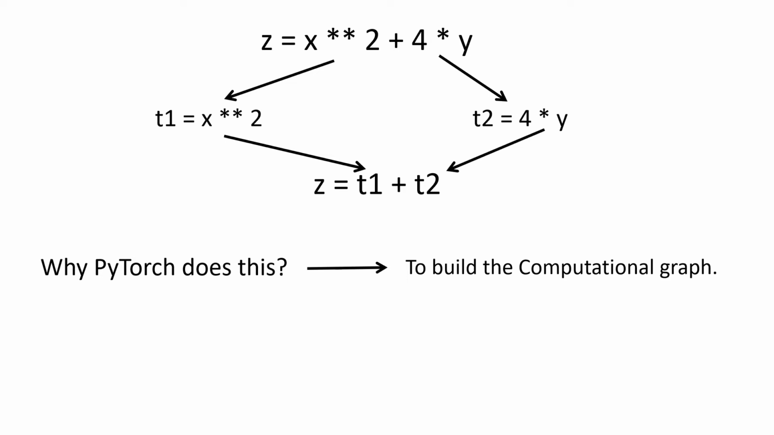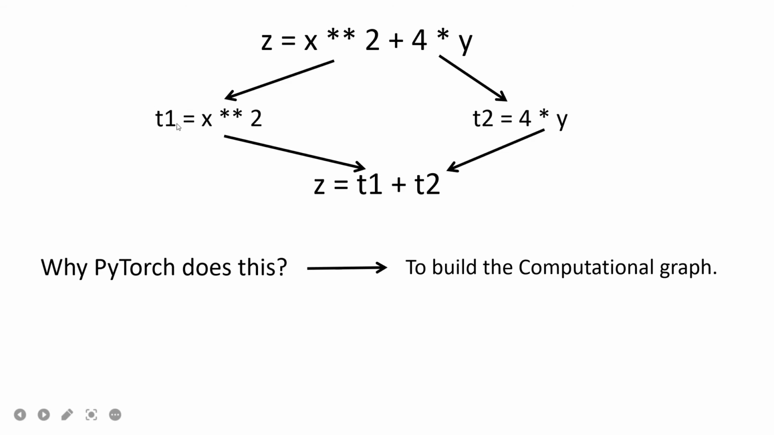What it does is it tries to break the expression into the smallest possible expressions. So how can you break it? It says, okay, there are three operations. One is the square operation, one is the addition operation, one is the multiplication operation. So PyTorch thinks, how can we divide this into smaller expressions?